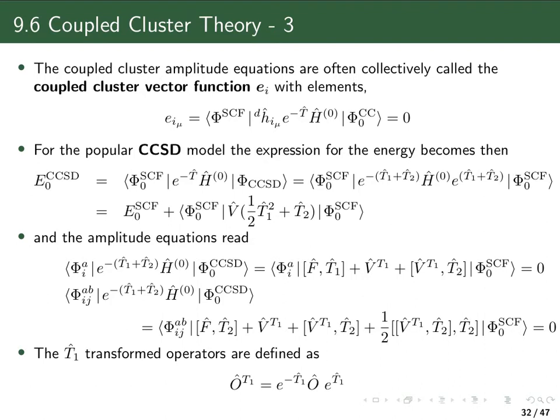Now in the CCSD model, we have only T1 and T2 operators. So if we have our CCSD wave function, the Hamiltonian, we pre-multiply with e to the minus T, and then with the Hartree-Fock determinant, which means that the T here, and in the coupled cluster wave function, is just T1 plus T2.